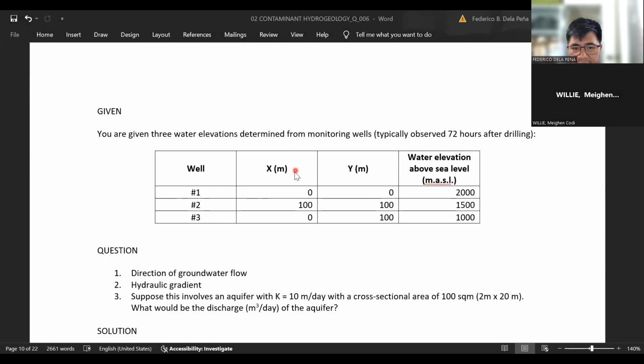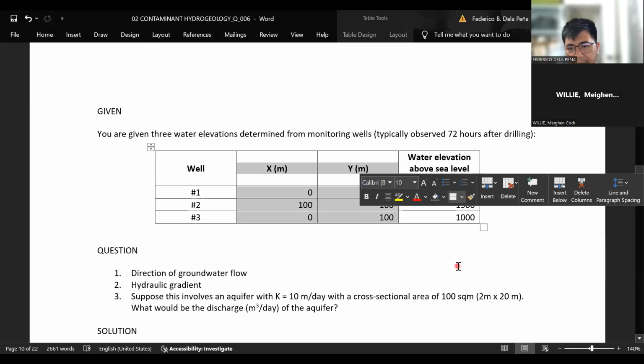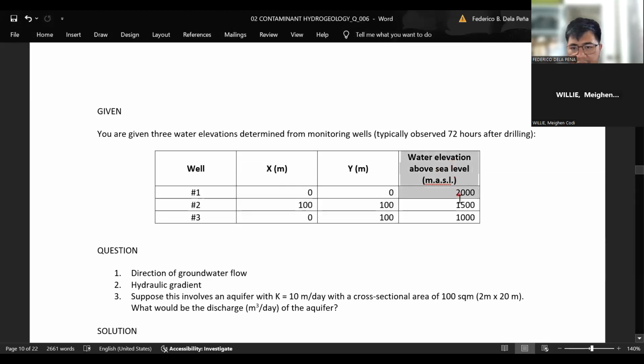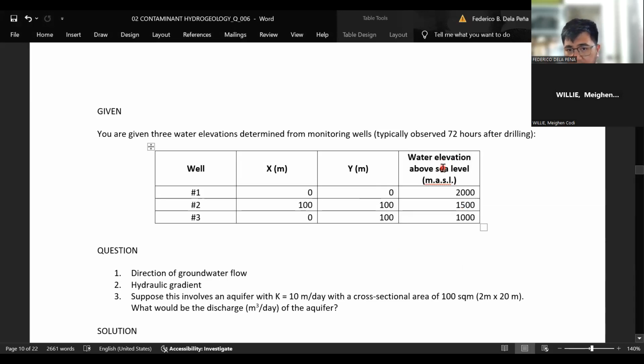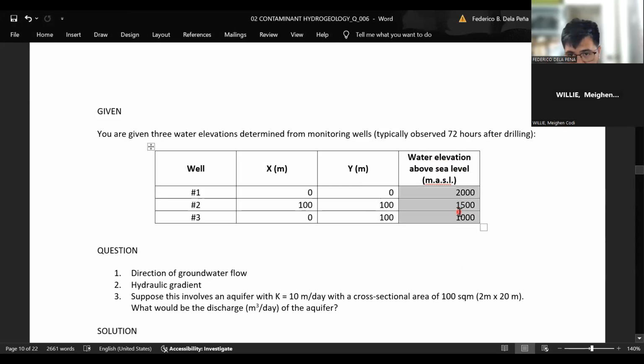You have three wells, and these are the coordinates of the wells. You have X and Y coordinates, and you will need these coordinates to plot them on a map. And then the final column shows your groundwater elevation measured relative to the sea level. Sea level is usually assumed as zero elevation. And you have 2,000, 1,500, 1,000. So this is quite a high elevation.